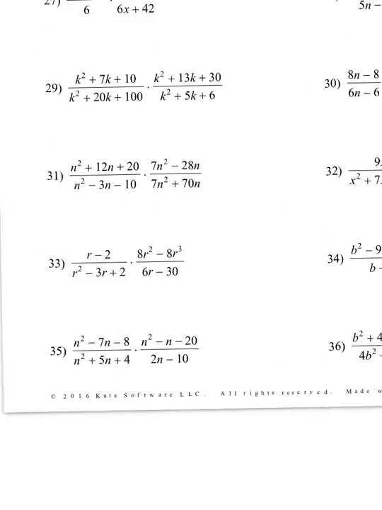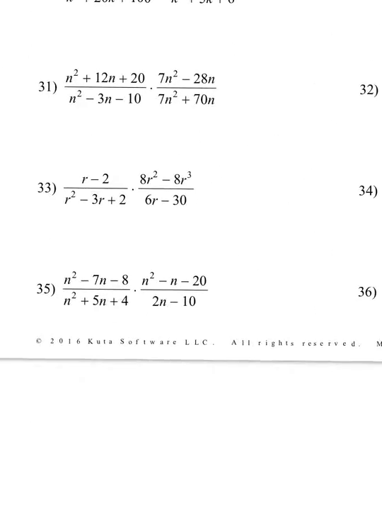Okay, let's look at 31 here. So we're going to do this one next. And notice I've got trinomial on top, trinomial on the bottom in the first fraction. I have a binomial in my second fraction in the numerator and a binomial in the denominator. Factor.